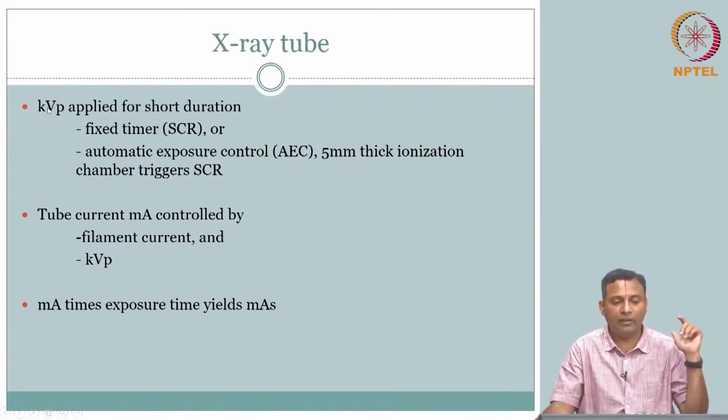So kilovolt peak is applied for a short duration. How is that short duration? So you can apply using a fixed timer. So you can have a control system. I mean, you can have a silicon controlled rectifier, on off switch, right. You can control that, and you can have a very good clock that has a good precision to start and stop the application of this voltage. That is one way to do it.